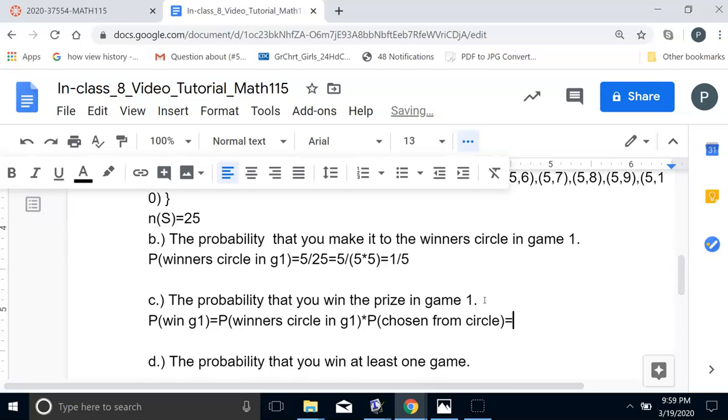Well, we've already said that the probability of the winner circle in game 1 is 1/5, so it'll be 1/5, and then times the probability that you're chosen from the winner circle. Since there are 2 people in the winner circle, you and somebody else, the probability that you're chosen will be 1/2. So multiplying those, it's 1/10 the probability. So there's a 1 in 10 chance that you'll win game 1.